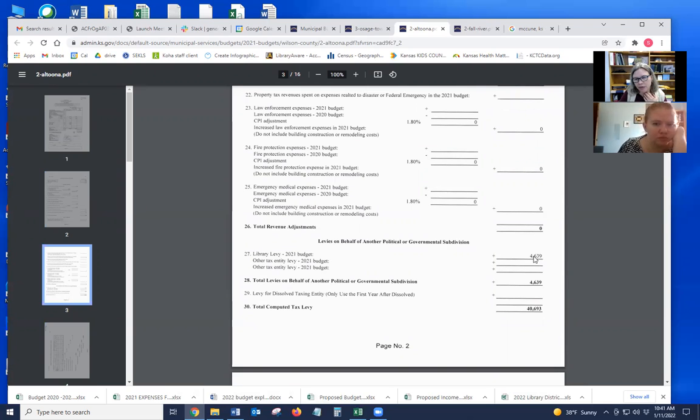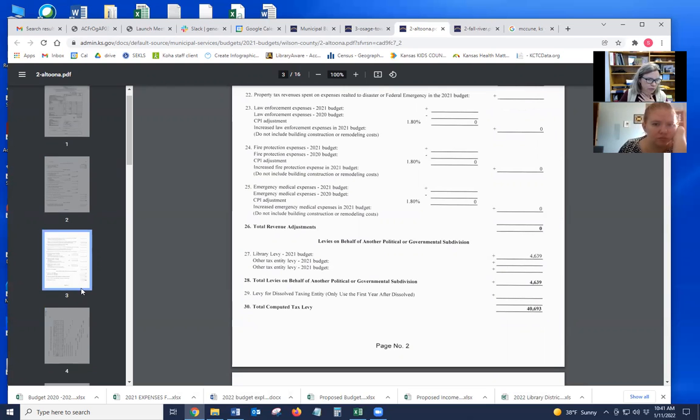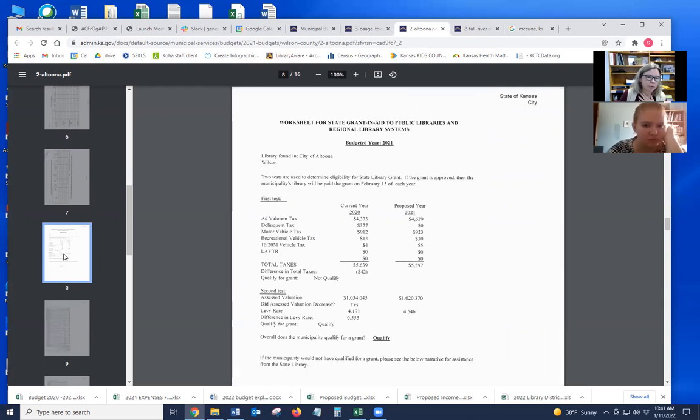Library levy down here, they're going to add it back, and then figure out what their total tax, how much taxes they're going to need to raise. And then we can skip all this. This is about other stuff they don't care about. And we can go back down to Lucretia's grant and aid, state aid, and look at the first test and the second test. And yours is slightly different.